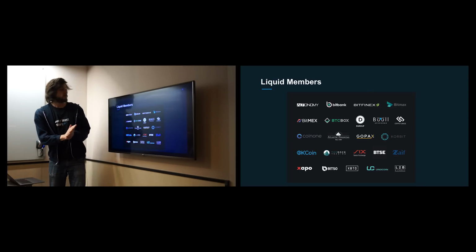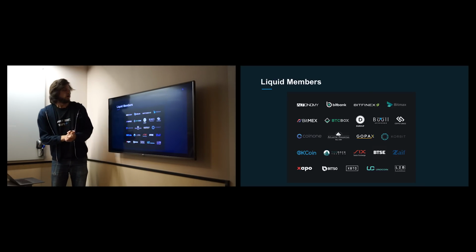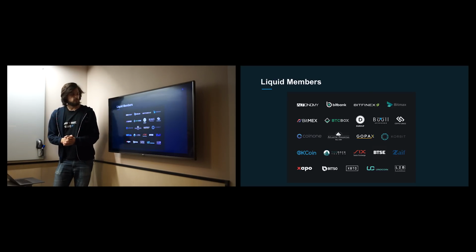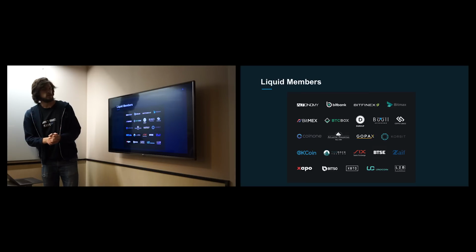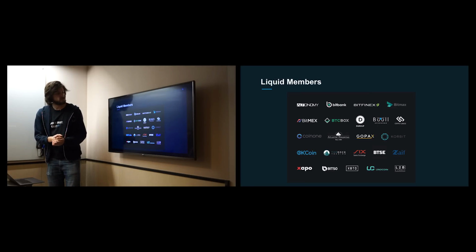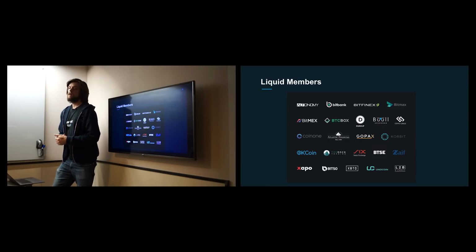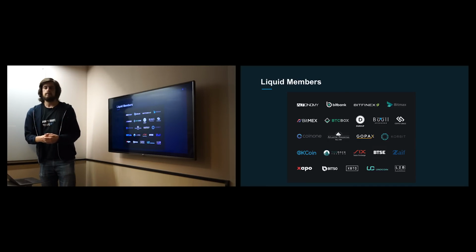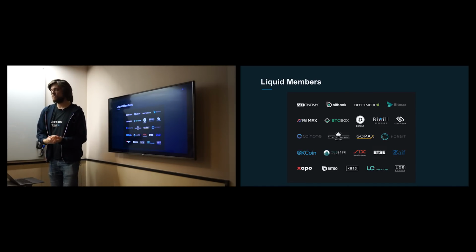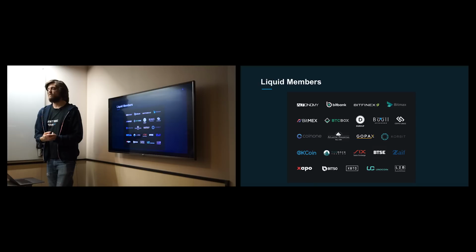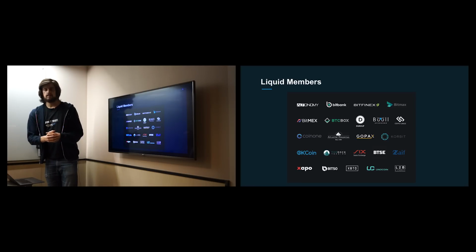All right, so these are some of the members that have already come online. As you can see, it's a pretty diverse, widely spread out group. As we mentioned earlier, with no more than 3 in any country. You may notice this is more than 15. Some of them are Liquid members, so they're not actually block signers or Watchmen, but they do have functionality. They can do peg-ins and peg-outs and issue assets and stuff like this.